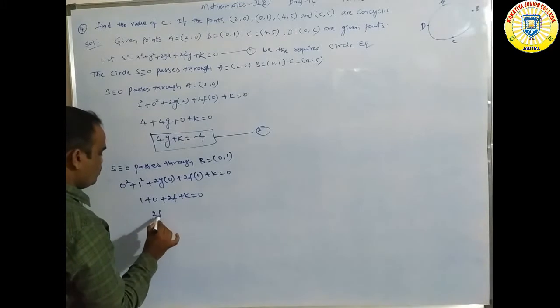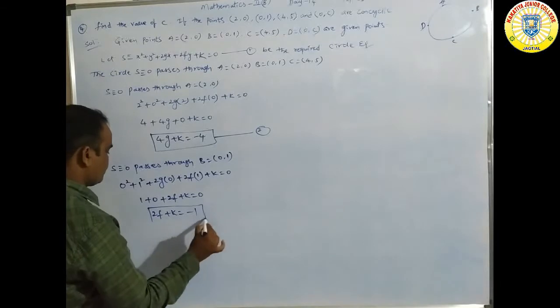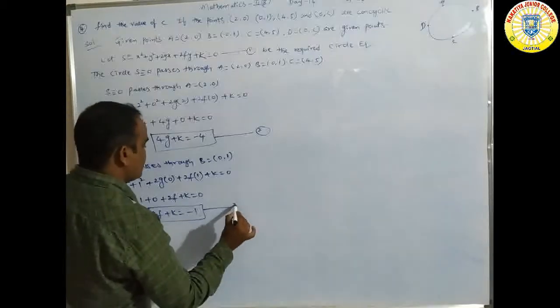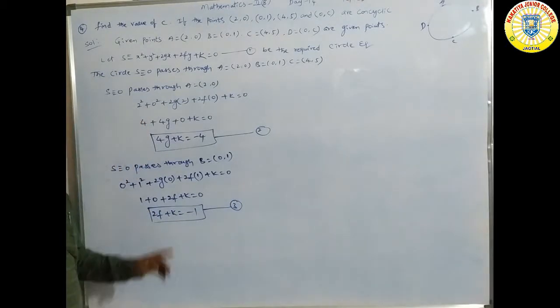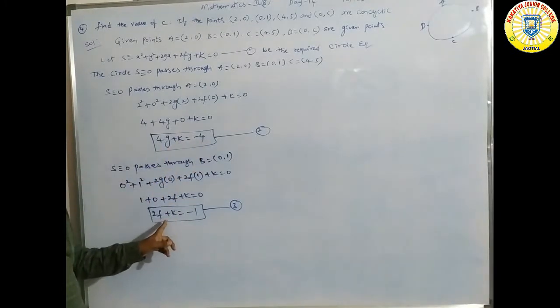Here 2f plus k is equal to minus 1. Now we are taking equation 3. Here 4g plus k is equal to minus 4. Next one, 2f plus k is equal to minus 1.